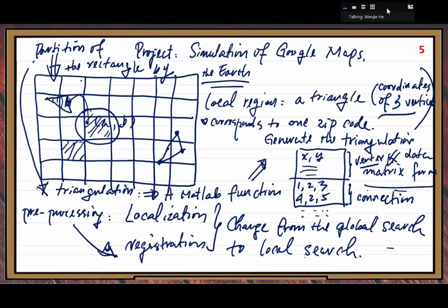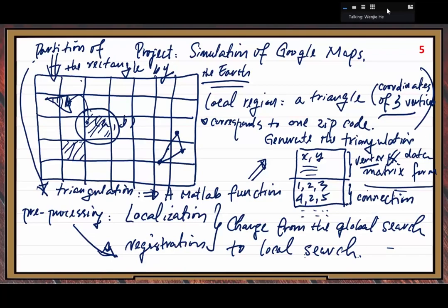Simulate the Google Maps search operation. Here you can see if you really need to work on the map data, you can do registration. You partition the Earth into many relatively small regions, by longitude and latitude, to very much smaller regions. Then you do registration for each block.